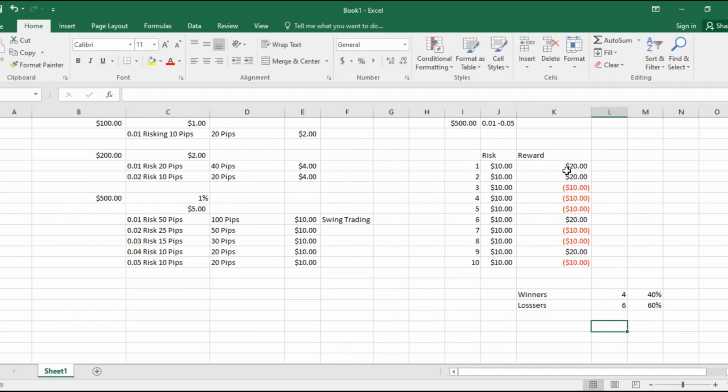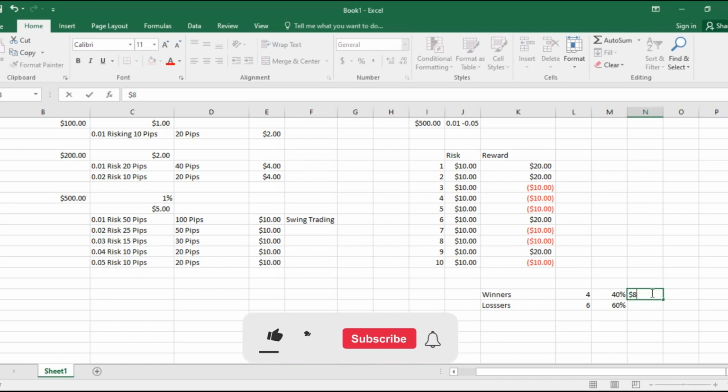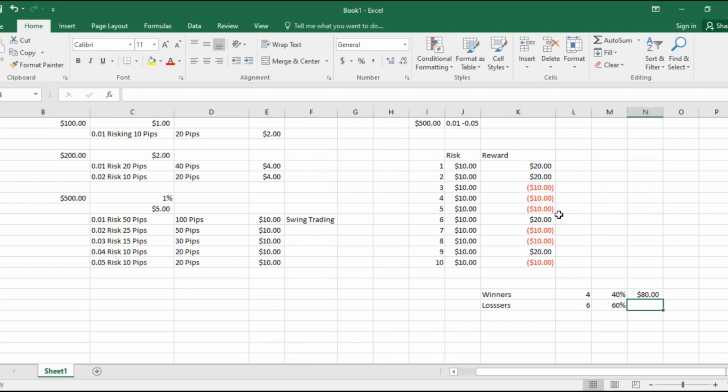But shock on you, if you do the math here. In terms of winning, when you win, you're making $20. How many times did you win? 4 times. So how much did you make in your winning trades? You made $80. Anytime you lose, you are losing $10, and you had 6 losing trades. So 6 times 10, you will have lost $60, right?